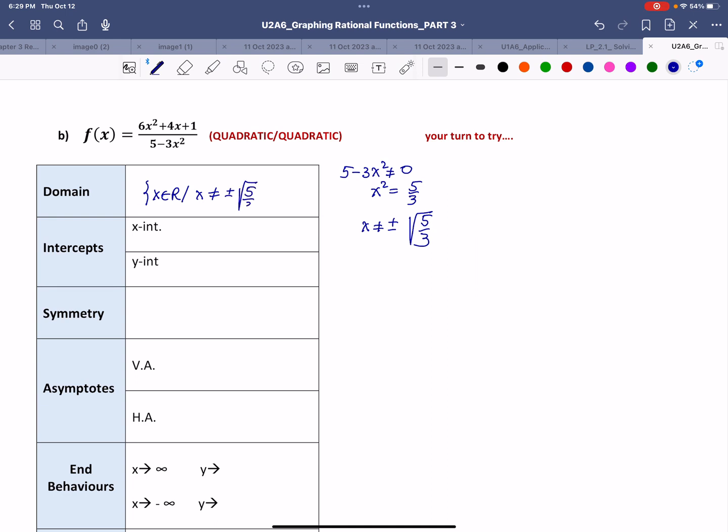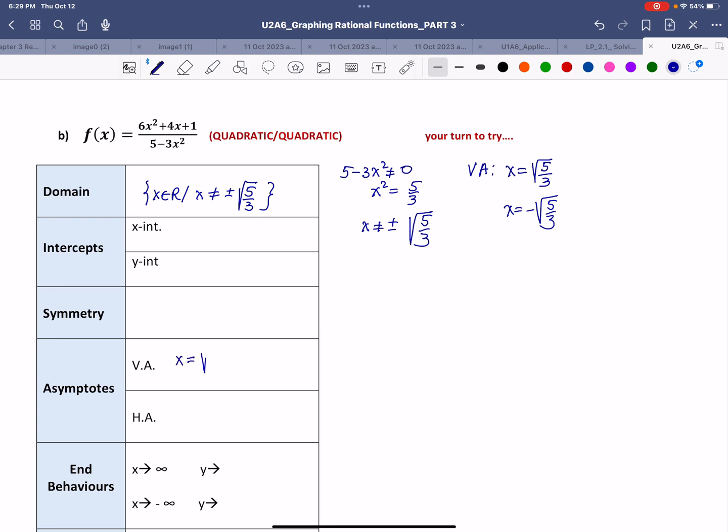Now, based on the restrictions of the domain, we'll determine the vertical asymptotes of the function. So the vertical asymptotes are located exactly at the restricted values. Since there are two restricted values of x, this function will have two vertical asymptotes, which are at x equals square root of 5 over 3 and x equals negative square root of 5 over 3. So we'll write the equations of the asymptotes.